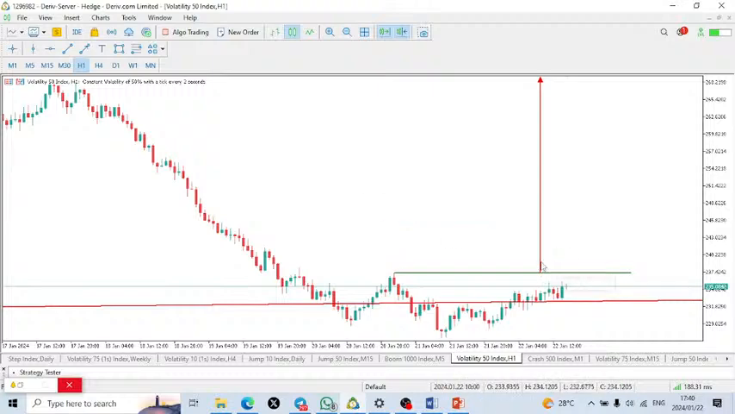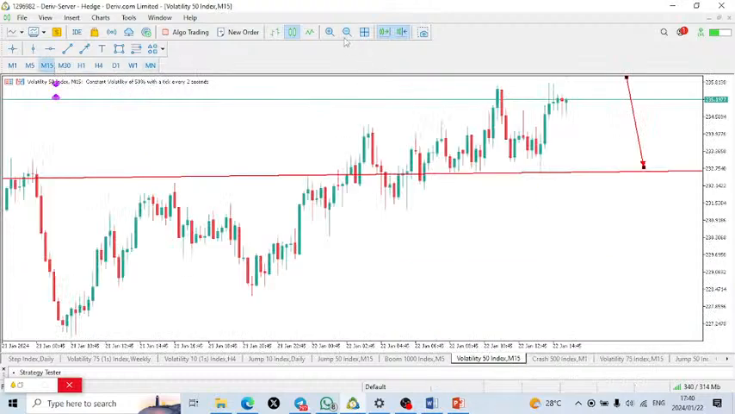So let's just wait for price to break above this level, close above this level. Then we wait for price to make a pullback. When price makes a pullback, we can then sell. But if you want to be more aggressive, you can sell at the breakout here. Sometimes it's not always that price will come back for a retest. Sometimes price will just close above here and then it will start moving upwards.